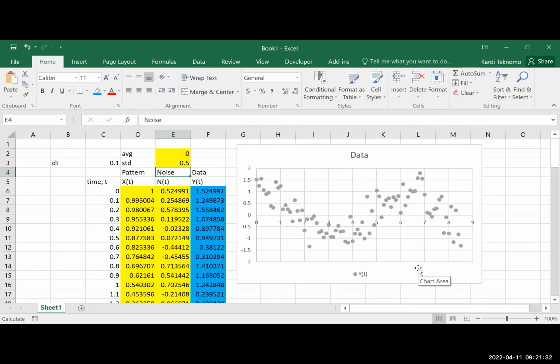Now, how do I get back the pattern from the data? That is today's lesson. How do you get the pattern, or the noise, from the data? To do that, you create what is called a low pass filter. So this is my screenshot of a low pass filter.